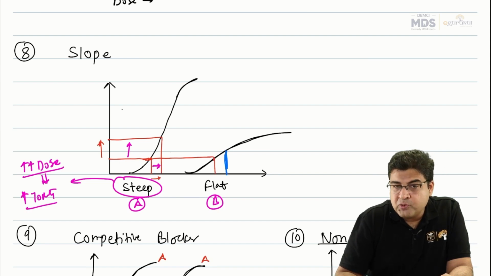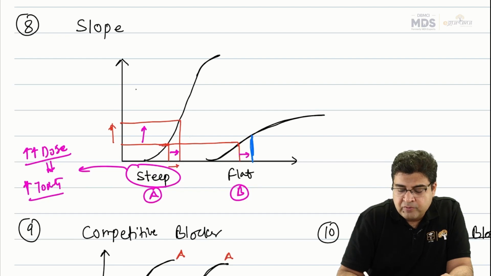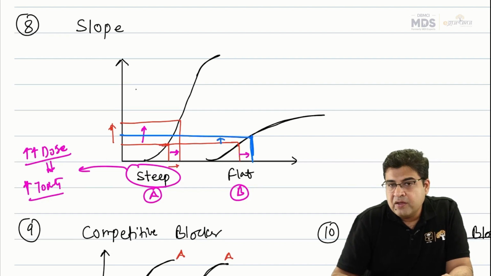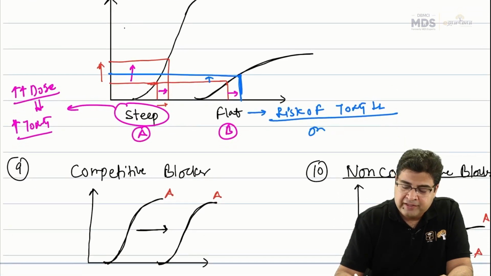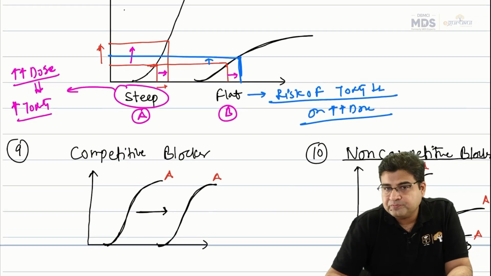But in a flat slope, you can see that when we increase the dose from this red to blue, the effect will increase only a bit. So here you can say this is a flat slope. Here the risk of toxicity is low on increasing the dose of the medicine. So this is the beauty of this flat slope.